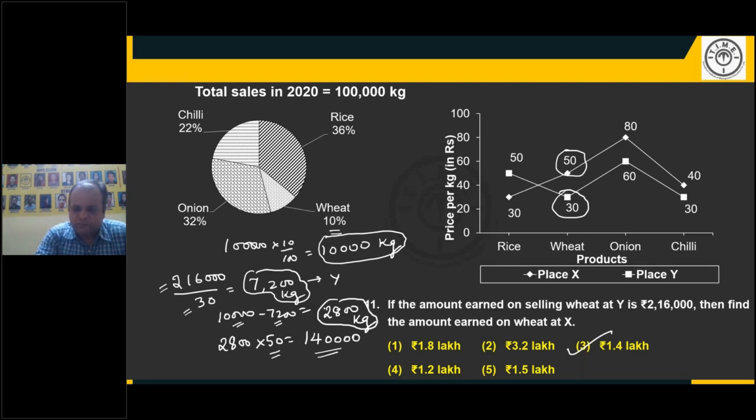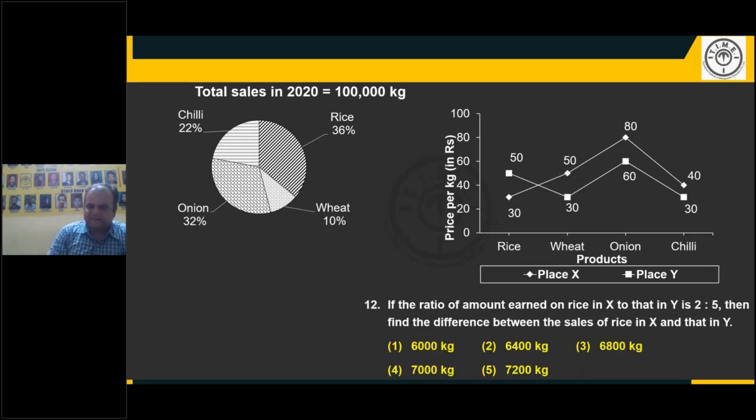See, the amount is 2,16,000, which means at the price of 30, that can give us the quantity. Quantity for Y is 7,200, and the 10,000 kgs is the total wheat being sold. So 10,000 minus 7,200 will give us 2,800. 2,800 kg is being sold at X and the price is 50. So the total amount would amount to 1,40,000. Should we move to the next one? Okay. Let's try this one.